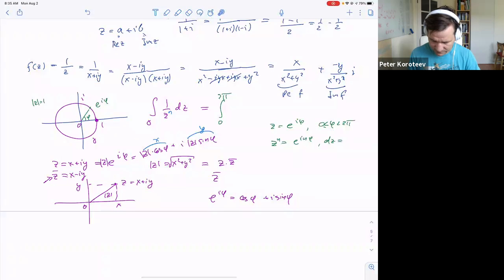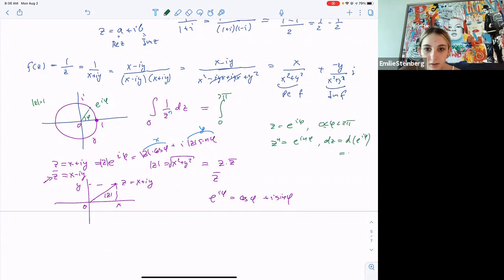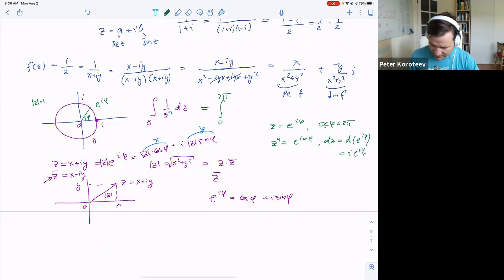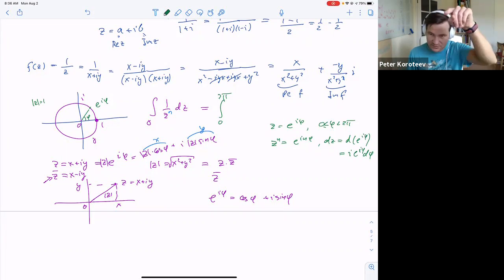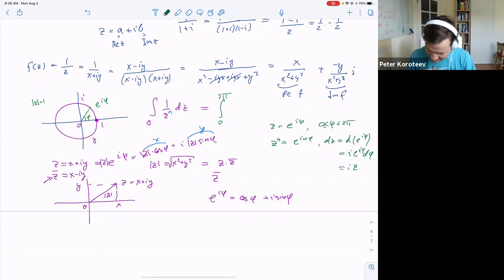We just need to differentiate this function, and think of i as just a coefficient. It works the same way as 2 or 3. So what is the differential of e to the i phi? How do we express dz in terms of d phi? It's i e to the i phi d phi. Because the derivative of the exponential is the exponential, and there's a coefficient in the power, so you just pull it out. Since z is e to the i phi, you can also write it as i z d phi.